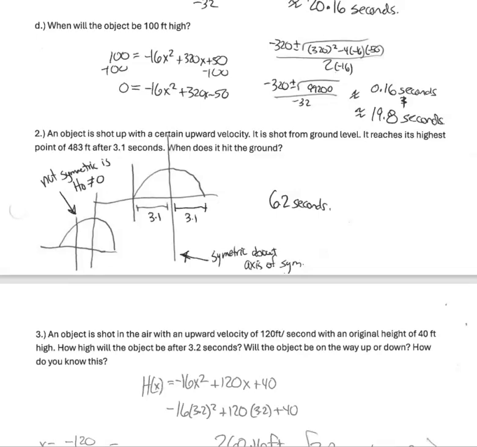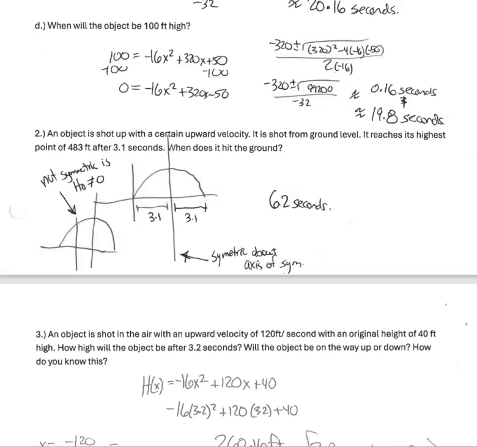When you look at a parabola that starts at 0, 0, what you find is that the axis of symmetry will cut it in half, which means the amount of time it took to get to its highest point will be exactly the amount of time for it to get back down. So if it took 3.1 seconds to get to its highest, it's another 3.1 seconds to come down, and it'll be 6.2 total.